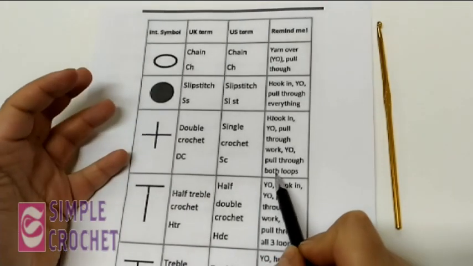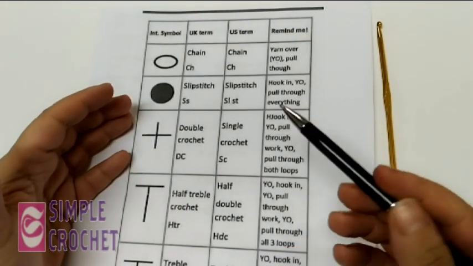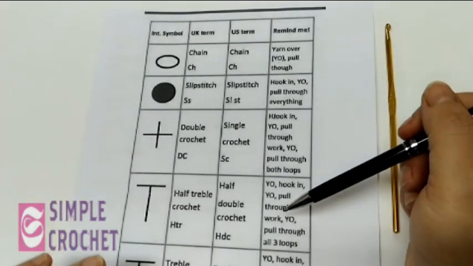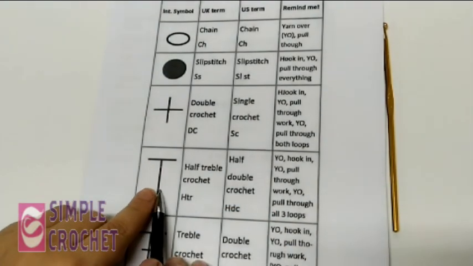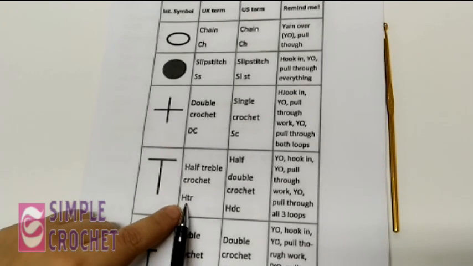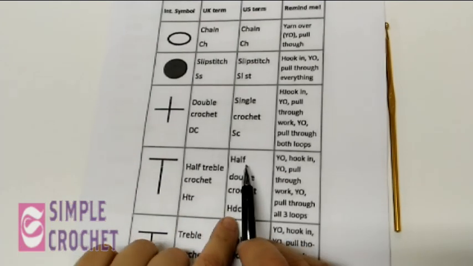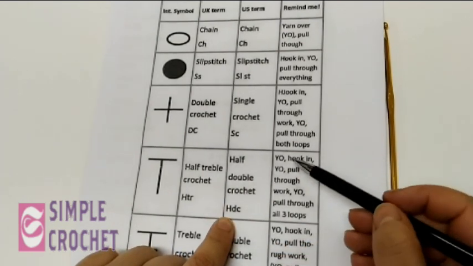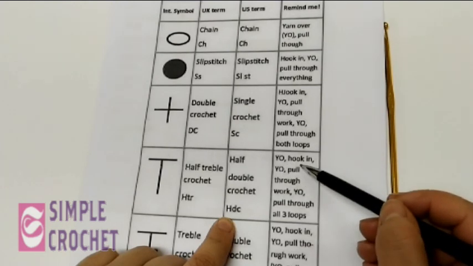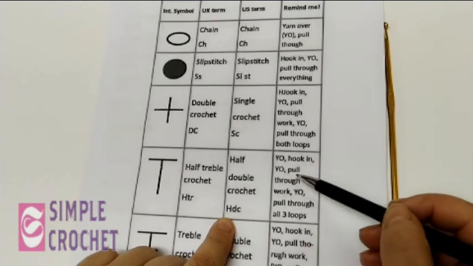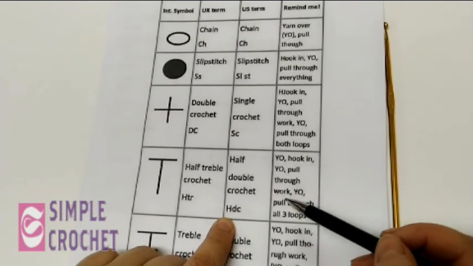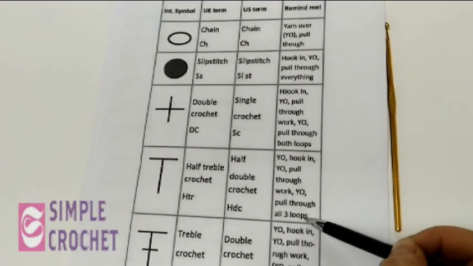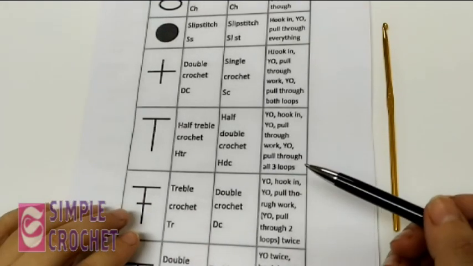And of course, if you want to go back to the previous videos, you will see how to do single crochet or chain or double crochet and so on. This T letter here is referred to as half treble crochet, HTR in the UK, while in the US terms it is half double crochet, HDC. It means that you yarn over on the hook, insert the hook and pull through the work, yarn over and pull through the three loops on your hook. I'm going to make a video for this stitch because I haven't done it yet.